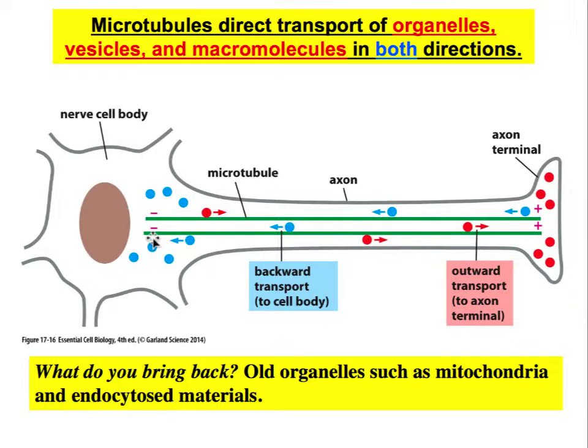So movement down these structures is a two-way roadway. So the microtubule can be used for traveling in one direction or the other simultaneously. And the green lines here represent the microtubules, and the circles represent cargo that's moving back and forth along the length of these microtubules.